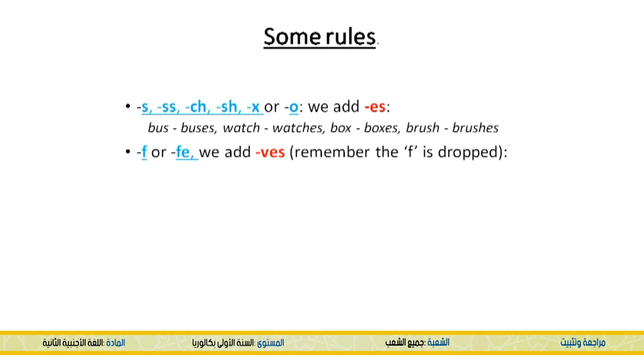What about this one? F or FE, we add what? VES. Remember, the F is dropped. Example, knife, knives. Life, lives. Leaf, leaves. Wife, wives. Right? I guess that the rule is clear, right? So let me repeat. F or FE: knife, knives, life, lives, leaf, leaves, wife, and wives.